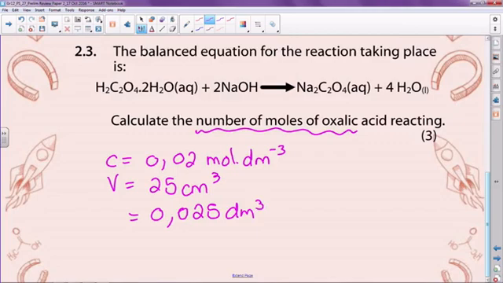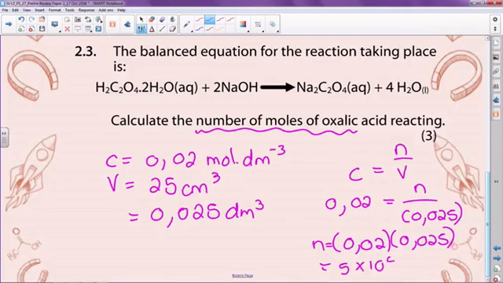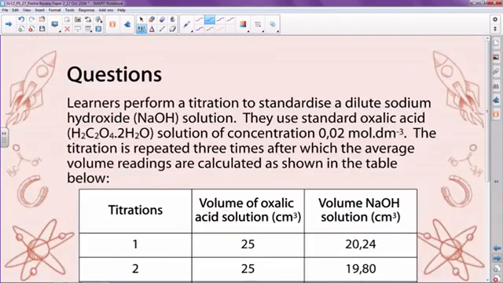Well, concentration is number of moles over volume. So that means all I need to do is multiplication. So my number of moles equals 0.02 times 0.025, and we get 5 times 10 to the minus 4 moles. Great, let's move on.